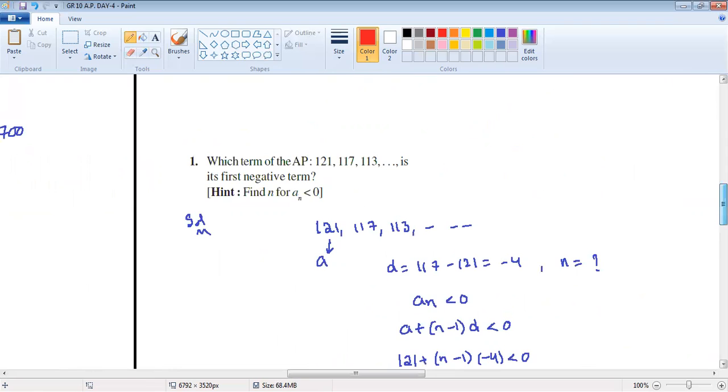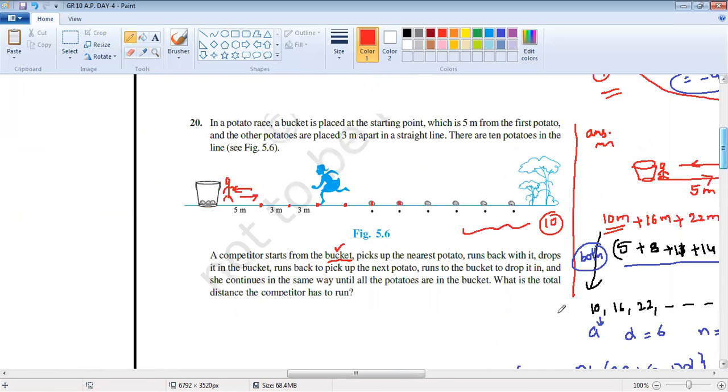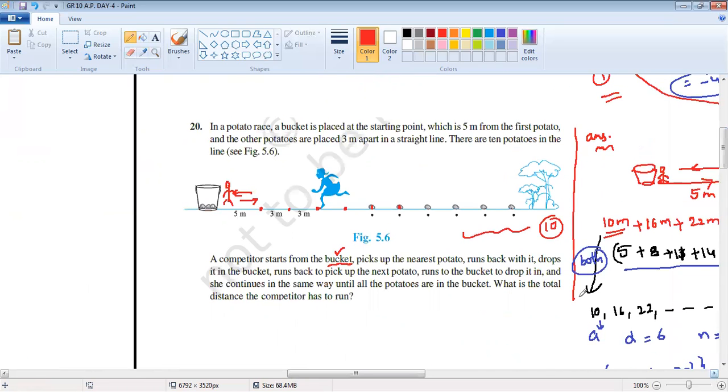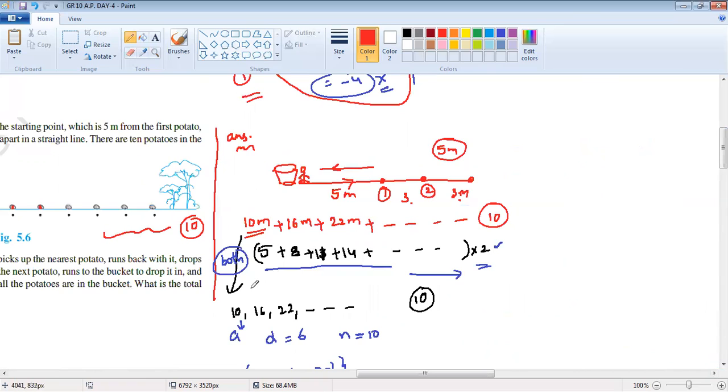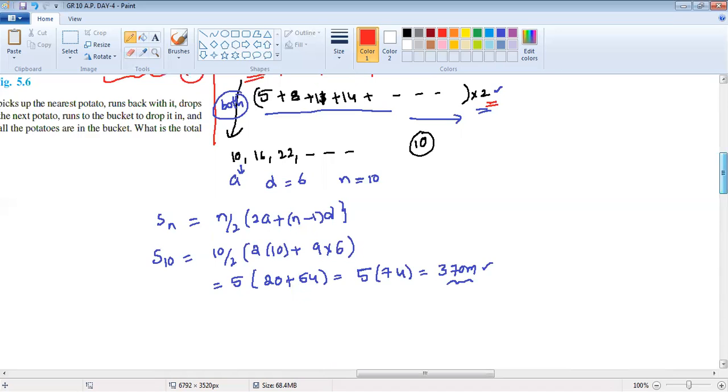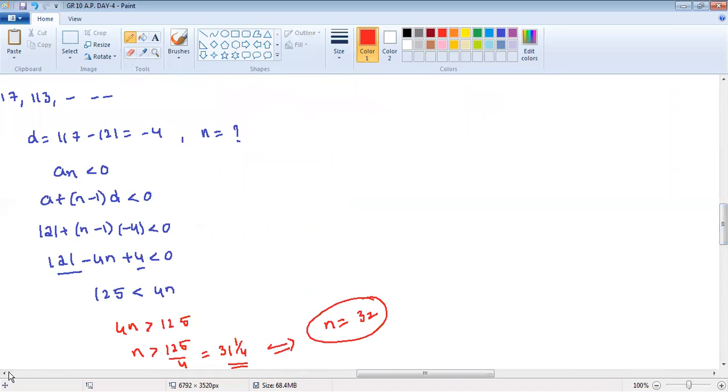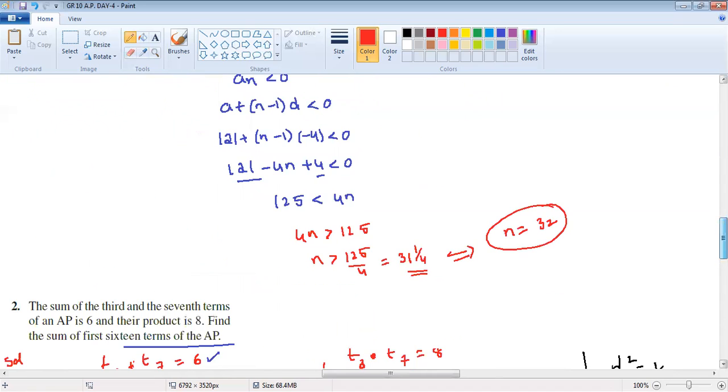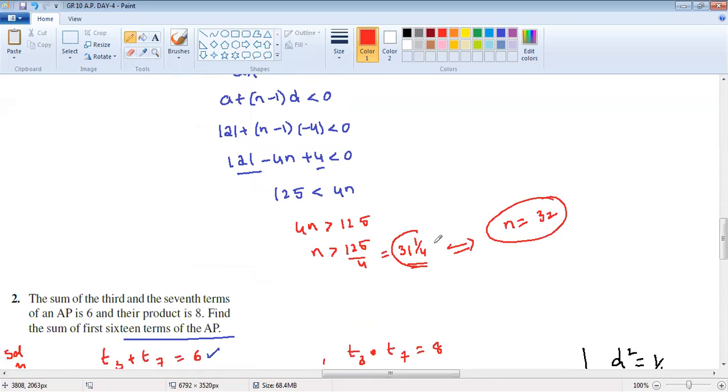And we have done this potato race in this also. So if you take it 10 meter, 16 meter, again, no need to multiply with the 2. But if you take 5, 8, 11, 14, you have to multiply the final answer with the 2. And next thing, another point. See 125 less than 4n. First negative term, here 31 1 by 4. Some people they say, sir, shall I take it 31.5? Remember, 31.5 is not a natural number. So you cannot take it. So you are supposed to take n value 32.